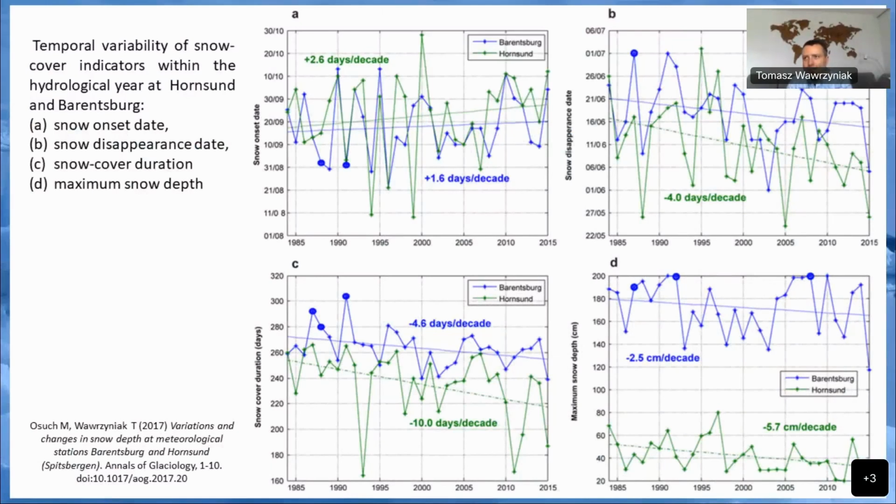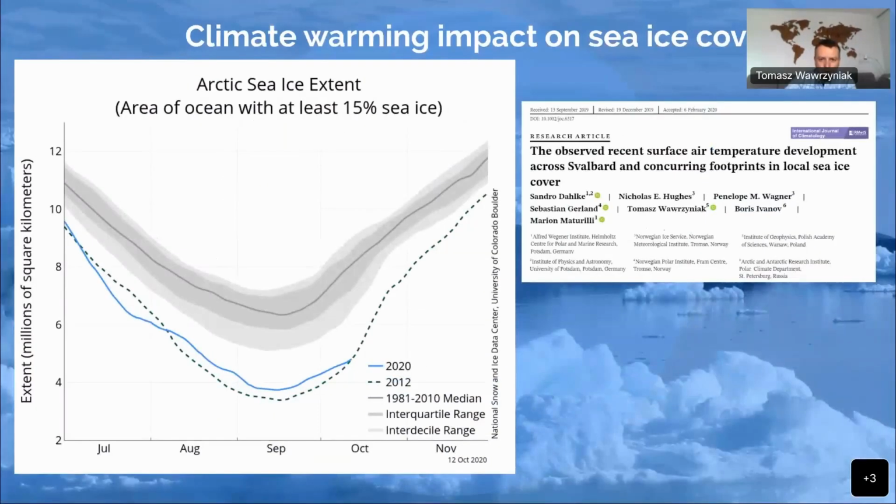From that, we know that the snow cover lasts shorter than in the past. Comparing to the 80s of the previous century, the snow cover lasts some 1.5 months shorter than then. So that's a long period without snow. Snow melts faster in the year and appears later in the year. So there is longer period without snow cover.